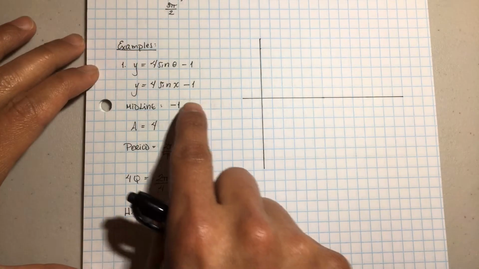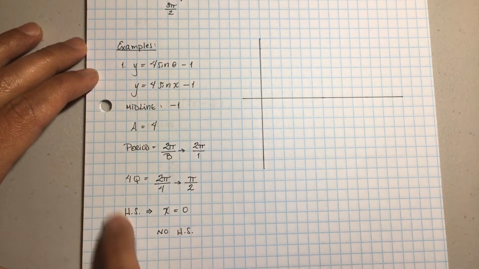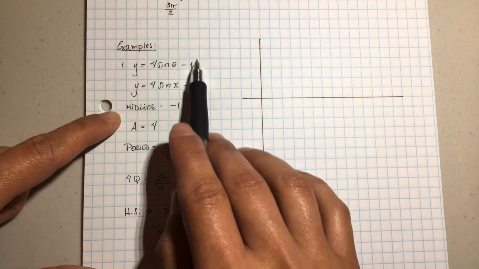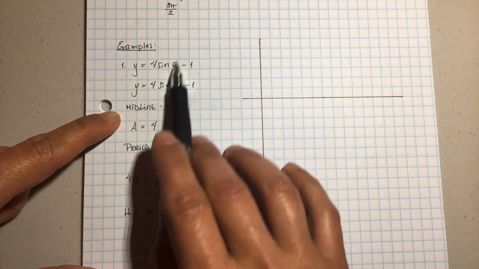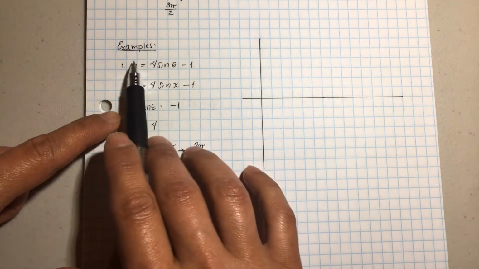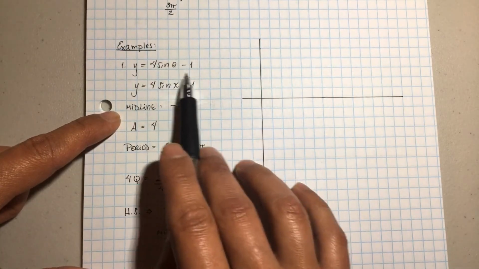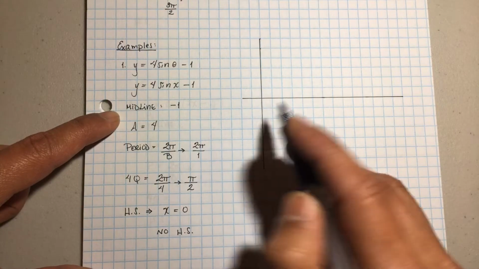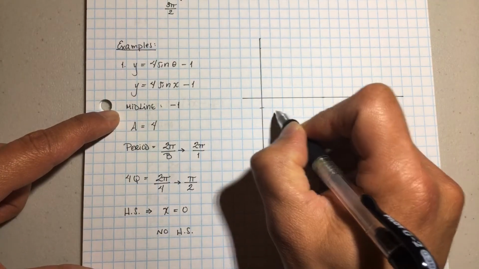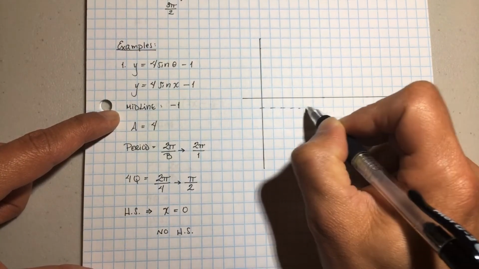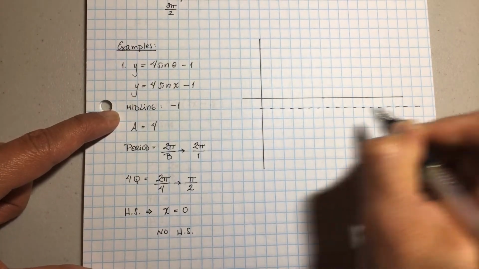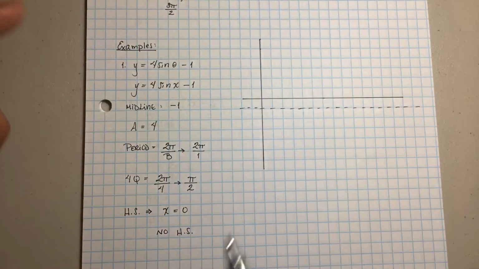So you want to go ahead and set this up first, okay? Your tools that you're going to be needing. First thing, midline. What's a midline? Well, it's the number that's to the far right by itself. Sometimes it'll be out in the front, but usually it's the one by itself here. So -1. That means over here, I get to -1. Here's -1. That's going to be my new midline, okay? So I'm just going to do a dotted line. Here's -1.